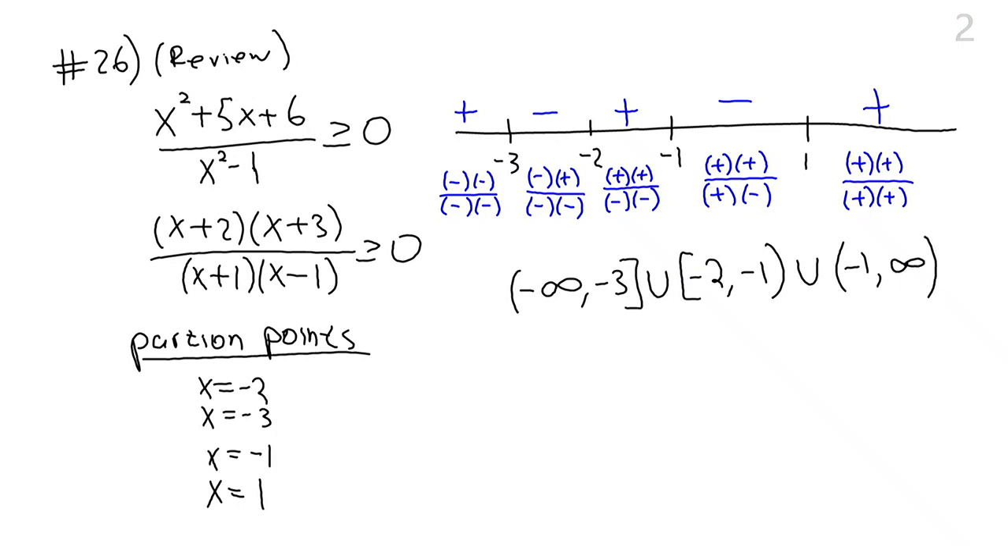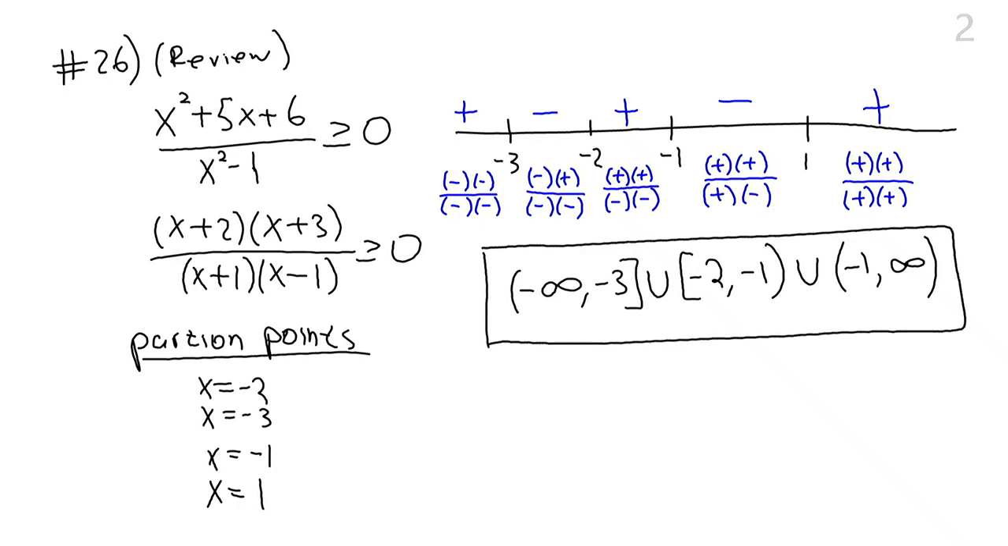So one little detail here is that although this says greater than or equal to, next to the partition point -1, I put a parenthesis and not a bracket. And there's a reason for this. The reason is that this is a parenthesis because x equals -1 is not in the domain of this expression. If something is not in the domain, it can be neither positive nor negative. So that is the reason for the parenthesis there. So the final answer, where is this expression positive? From -infinity to -3, including -3, union -2 to -1, including only -2, and then from -1 to infinity.